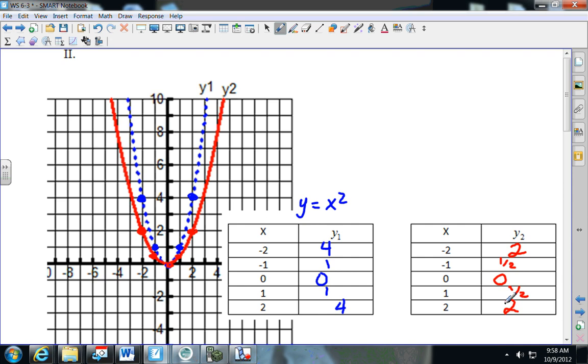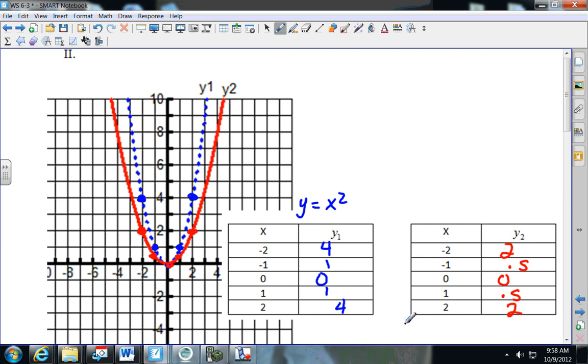Yeah, the question was keep it as a fraction or decimal. Either way, it doesn't matter. You can put it as 0.5, yes. So let me erase this and put that in there as 0.5 instead. Let's go 2, 0.5, 0, 0.5, and 2.